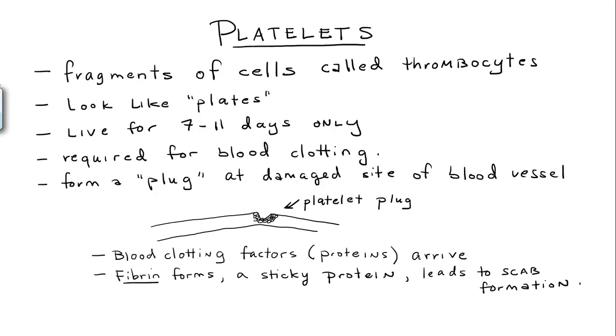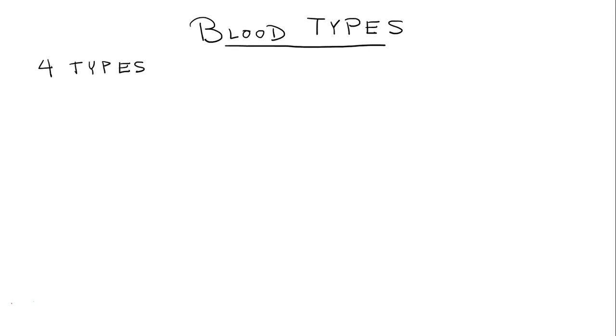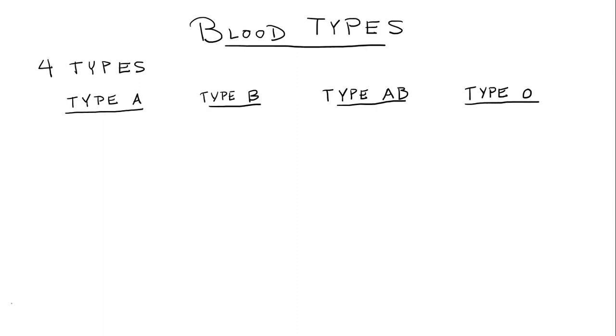So there are 3 different alleles for blood types in our population, and that leads to 4 different types of blood. Let's talk about those blood types on this slide. A person can either be type A, can have type B blood, could also have type AB blood, or could have type O blood. And that has to do with the surfaces of red blood cells.